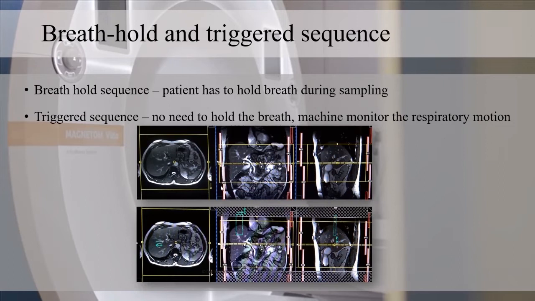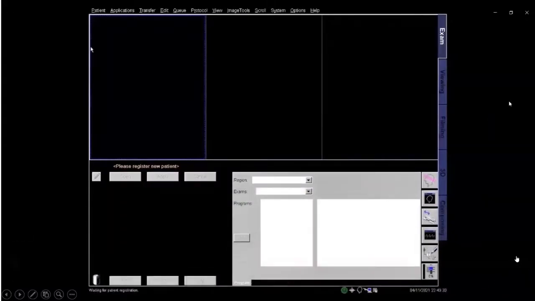The first image was the breath-hold sequence. There is normal planning only, with nothing extra other than the slice boxes. But in the triggered sequence, you can see a small box called a navigator, which will be placed half over the diaphragm and half over the lung, that is, half over the liver and half over the lung. This will monitor the respiratory motion and accordingly the sampling will be done. Now we'll move to the workstation here.